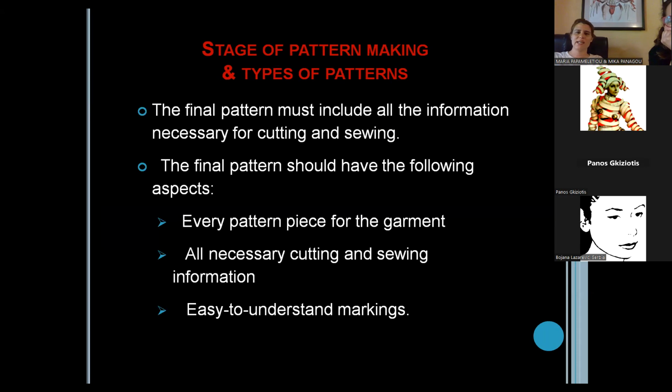So let's see the information that is necessary for cutting and sewing. The final pattern must have the following aspects. Every piece for the garment. Not only the sleeve, you need the bodice, you need everything, every part that is necessary. All the cut and sewn information. And all of this must be easy to understand, easy to read.